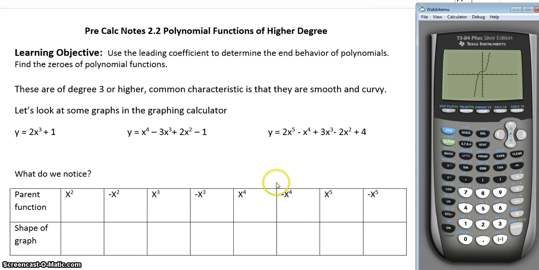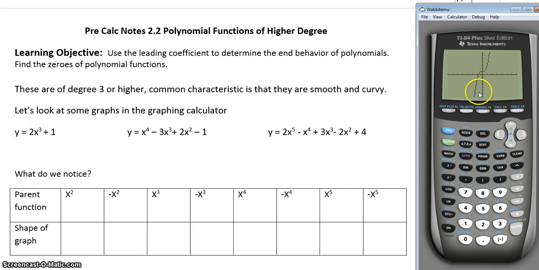how the number of turning points involved and the general shape, whether it's opening upward versus downward, whether the left side is rising and the right side is falling. We're going to make those characterizations after we take a look at these three different graphs. So you'll notice the first graph that I have in the graphing calculator is 2x to the third plus 1. So here's what the graph looks like.